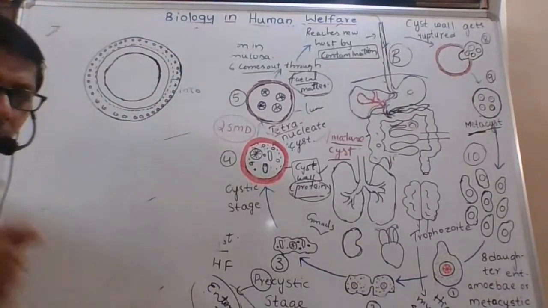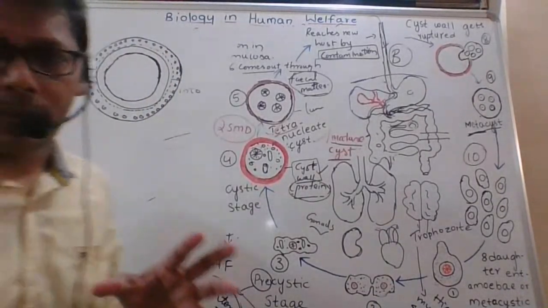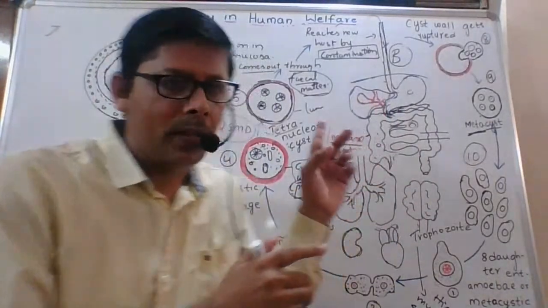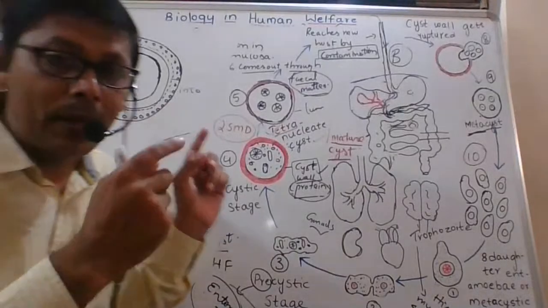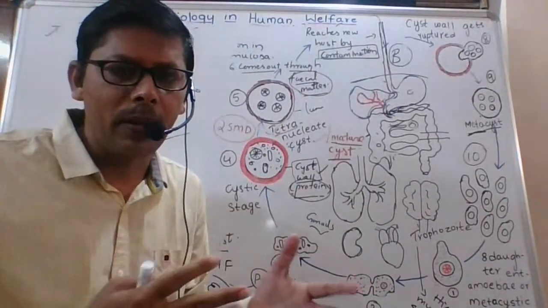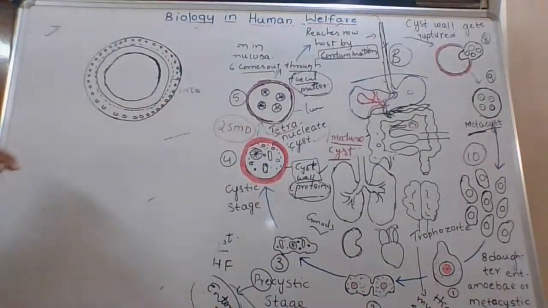Submucosa. In 10th class you learned about the enteric nervous system. That enteric nervous system is also present in this wall. Enteric nervous system plexuses are also present. We will learn about them later. They are also present in its wall.